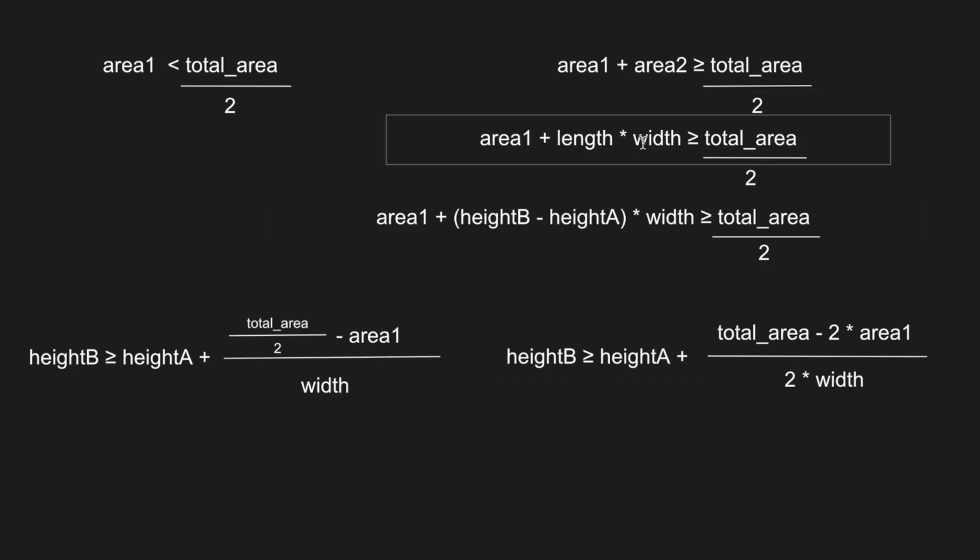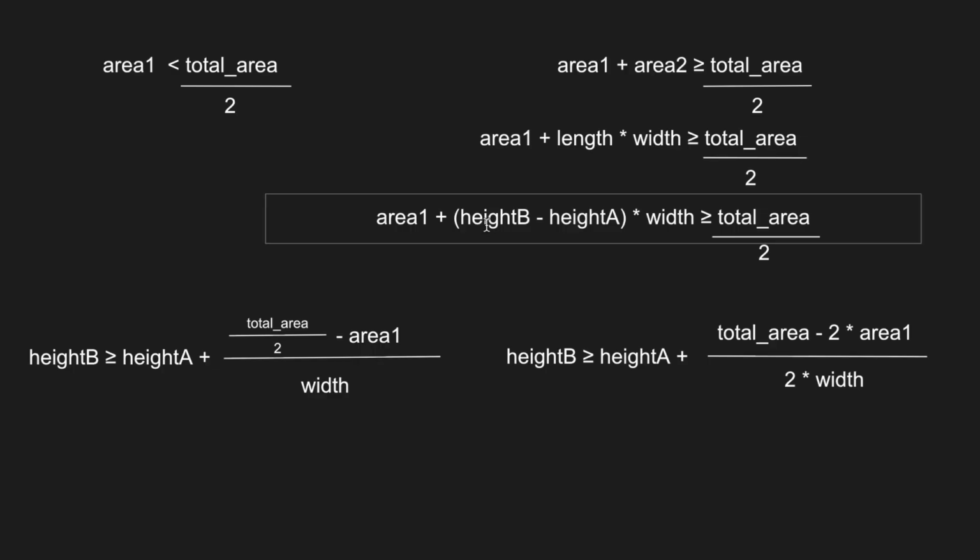So area 2 will be length times width. Now length would be height of B minus height of A. So this would be like one y-coordinate, and this would be like another y-coordinate, and then this will derive to this if we want to put height B on one side. So we need to subtract area 1 here and then divide by width and then add height A. So now height B is on one side, and then if you multiply the numerator and the denominator by 2, then it will look like this.